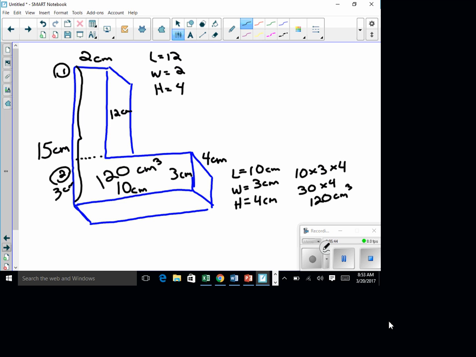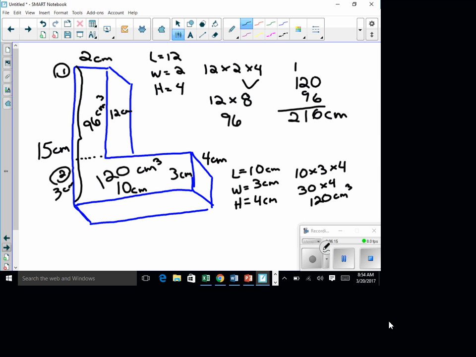Okay, so go through it again. We have 12 times 2 times 4. You can do this any way you want, or you can go 12 times 8. That's 96. We have 96 cubic centimeters. And once again, you take those and you add them together. 216 cubic centimeters. Okay.